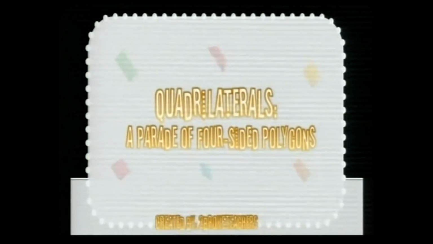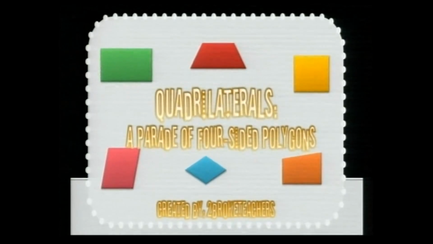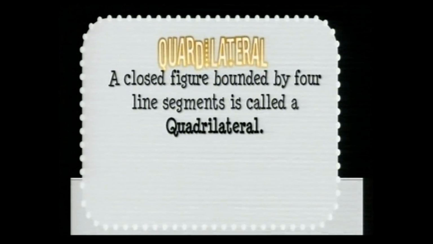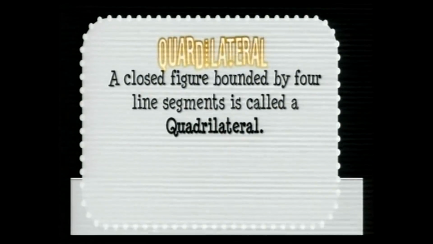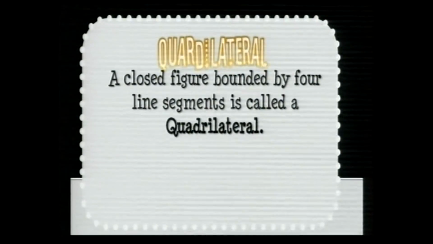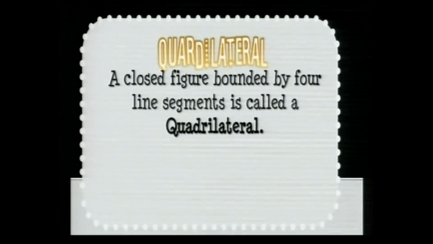Quadrilateral. A quadrilateral is a 4-sided polygon. Here we observe different types of polygons. A closed figure bounded by 4 line segments is called a quadrilateral. How many line segments, friends? 4 line segments. A closed figure bounded by 4 line segments is called a quadrilateral.